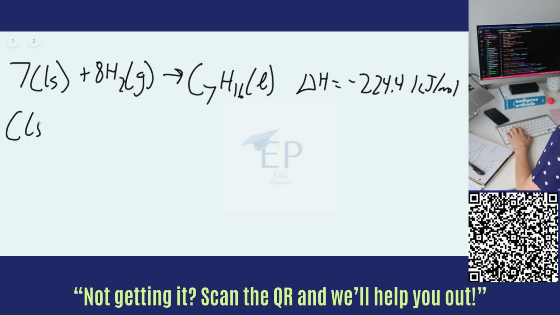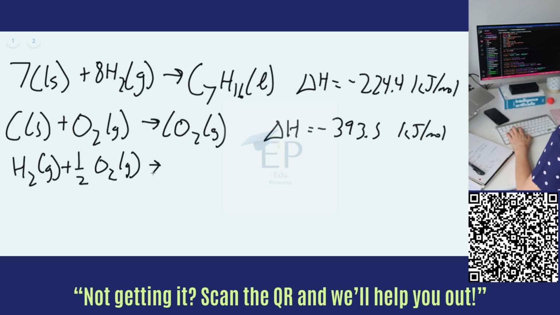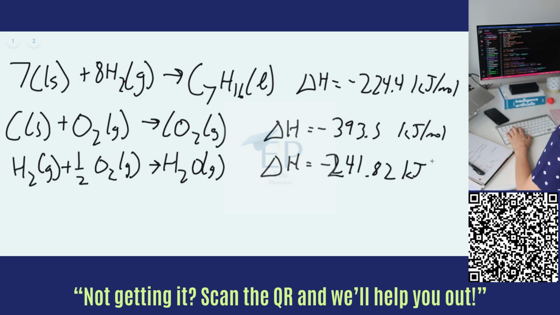Then we can also take C solid plus O2 gas to form CO2 gas, and that has a ΔH of formation of negative 393.5 kilojoules per mole. And then finally, we can take H2 gas plus 1/2 O2 gas and form H2O gas, which has a ΔH of negative 241.82 kilojoules per mole. And so the three of these are simply ΔH of formation of these.